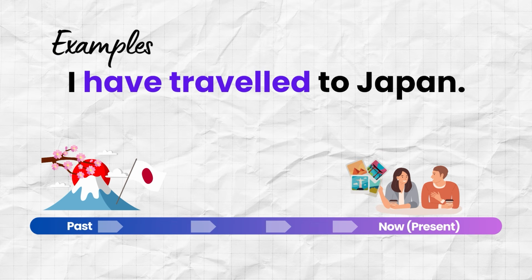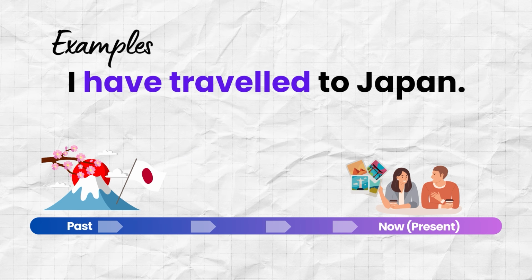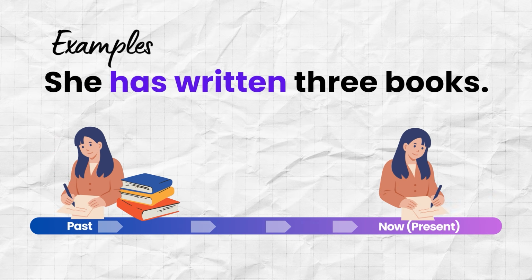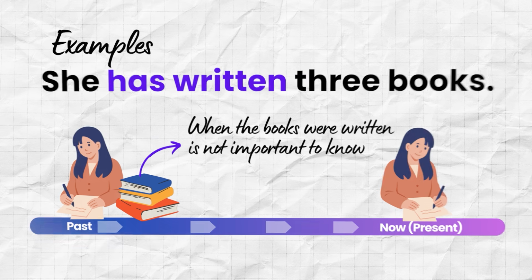I have travelled to Japan. Here, the focus is on the experience of travelling, not when it happened. The present perfect tense is used to talk about experiences. She has written 3 books. This tells us about her achievements without specifying when these books were written. She's still a writer and may write more books.